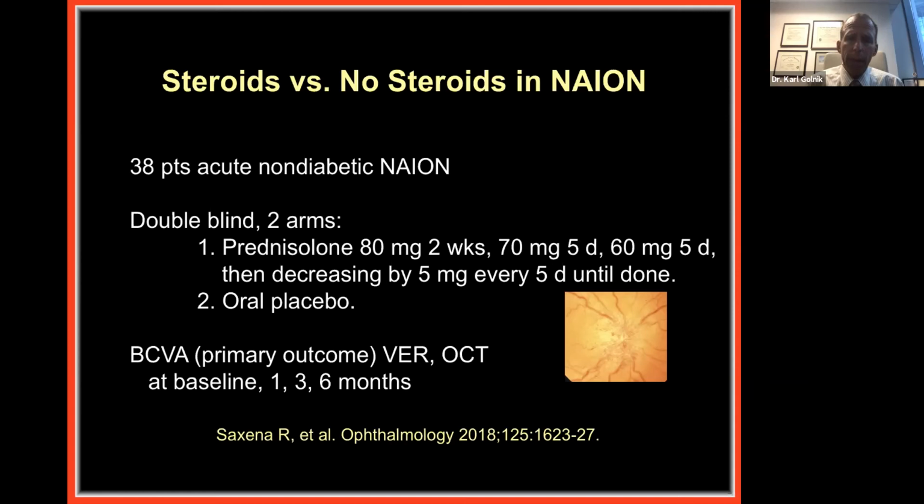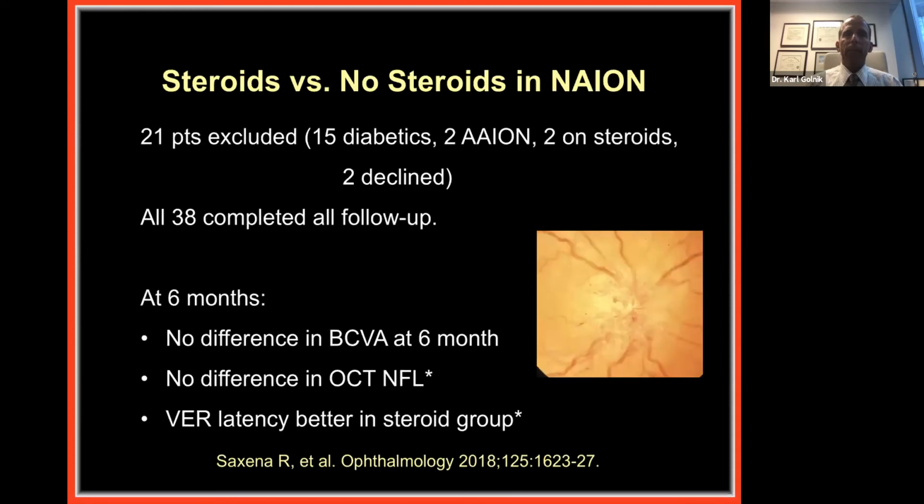The primary outcome was best corrected visual acuity. They also looked at visual evoked response and OCT at baseline, 1, 3, and 6 months. They looked at the consecutive series of NAION patients. They excluded 21 patients because 15, as I said, were diabetics, and that was exclusion. 2 had arteritic, had giant cell arteritis. 2 were already on steroids, and 2 declined to be in the study, and that's where they got their 38 patients. And at 6 months, they found no difference in the best corrected visual acuity. There was no difference in the OCT neurofiber layer. There was slightly better latency of the VER in the steroid group.